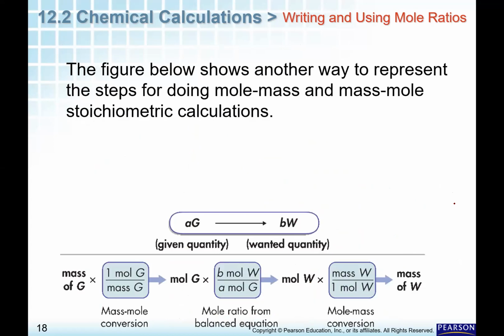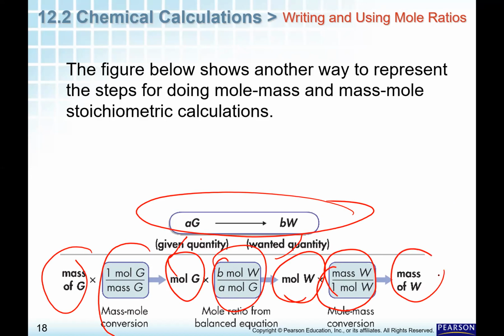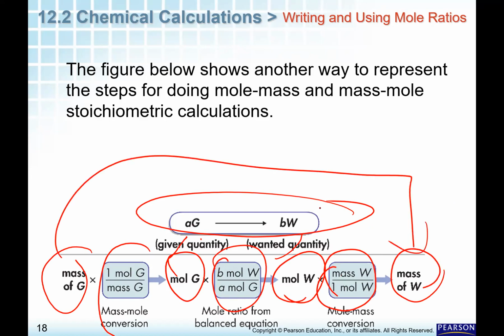Here's another way of representing this, which is the chemical equation, as I said. This is the given quantity, and that is the wanted quantity. So in that case, we start with the mass of G, which is given, and multiply by the molar mass. That will get you to the moles of G. Then using the conversion factor from the equation, we can take you to the moles of W. Then using the molar mass of W will take you to the mass of that. So we were going from this side to that side through these 3 steps again.